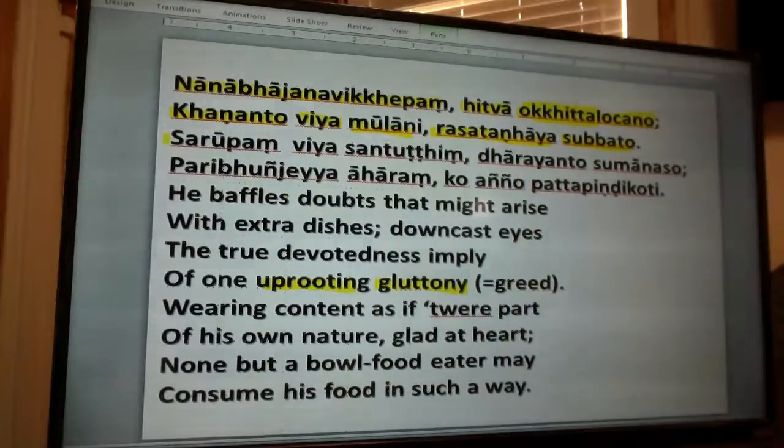And Sarupanviya Santote. Santote is content. Sarupan is his body. His body is wearing with content, santote, content, and Dharayando. Dharayando means wearing.